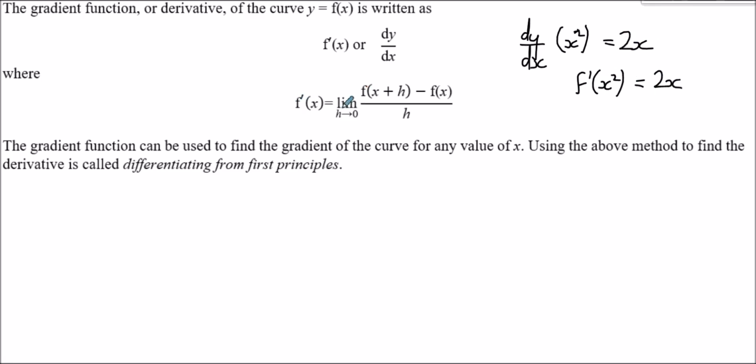And it's always going to be the limit as h goes towards 0 of the change in y over the change in x. At the top is the change in y, and the change in x just becomes h. So it's always y2 minus y1 all over h. That's the general pattern we can use time and time again. And so, as I've said, using this method to find the gradients of different curves is called differentiating from first principles. So let's try a few examples.